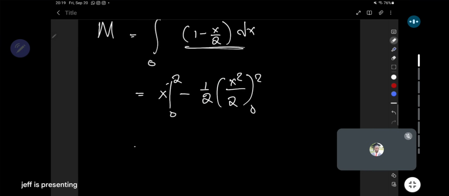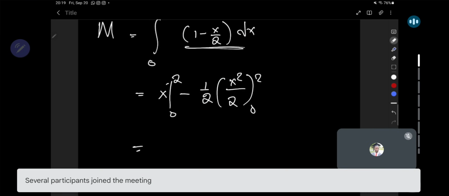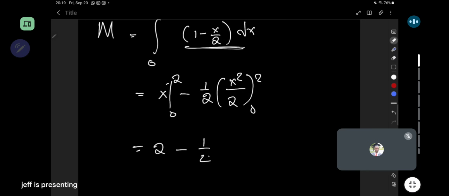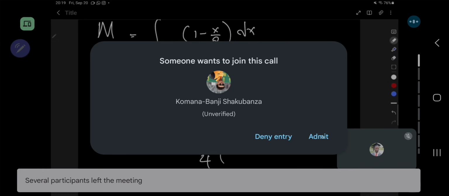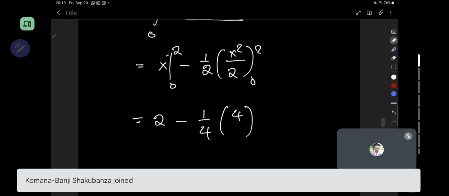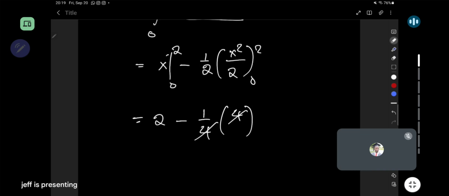Okay, so now we simplify. Plug in the upper limit, that will just be 2. Lower limit will be 0, minus. This will now be 1 over 4. Plug in the upper limit, that will be 2 squared, so that will be 4. 4 and 4 will cancel here. So I'm going through this simplification relatively fast. If I make a small error, don't hesitate to point it out.